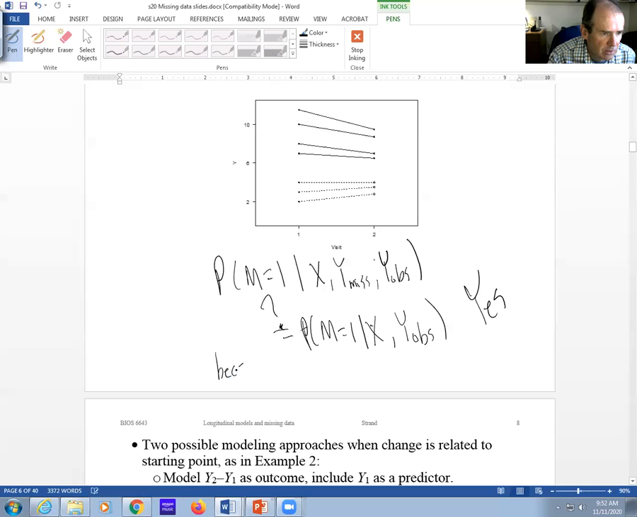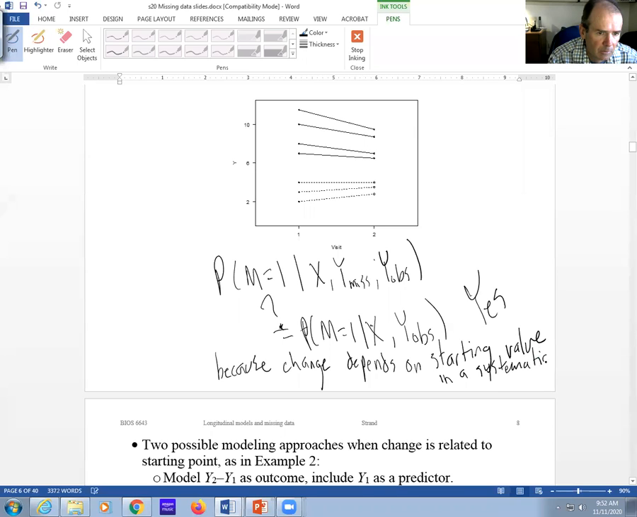Because change depends on the starting value in a systematic fashion. So I would say this is missing at random type data.